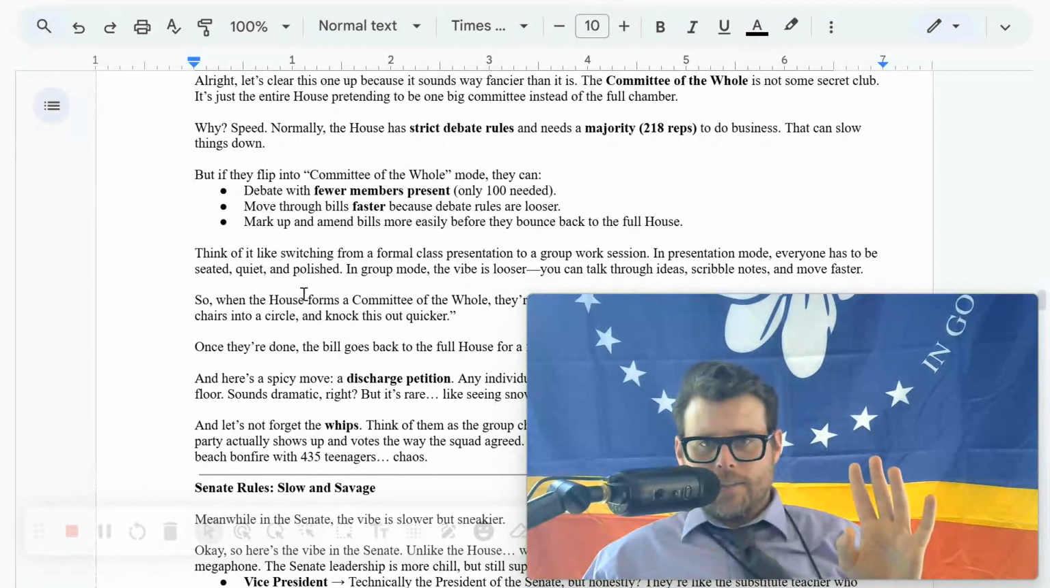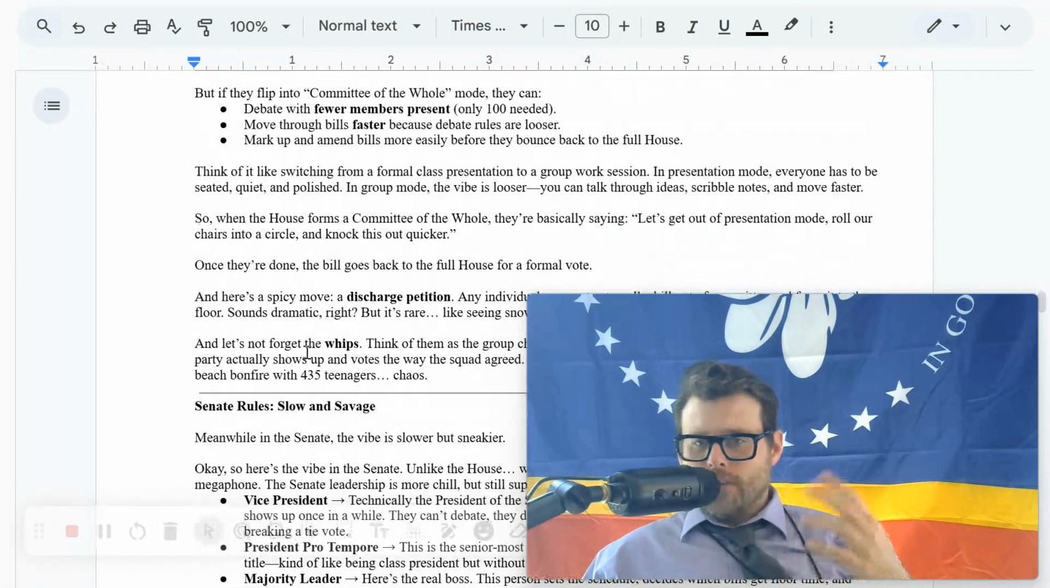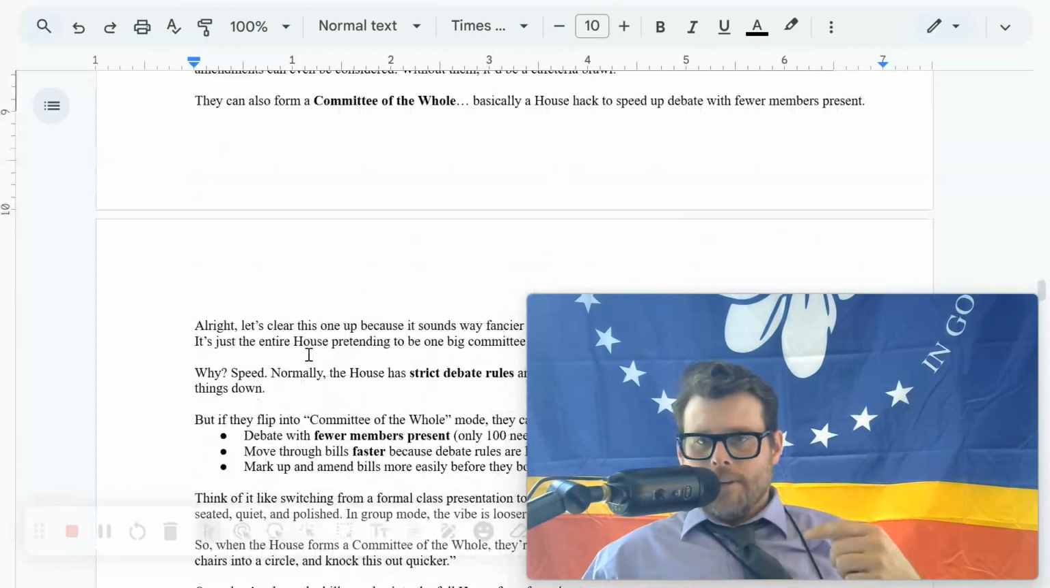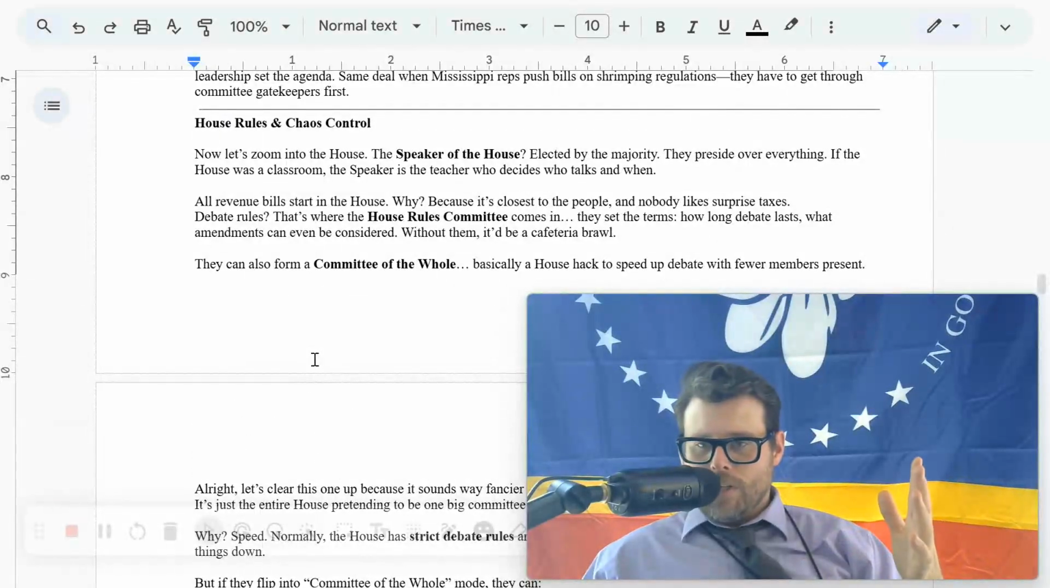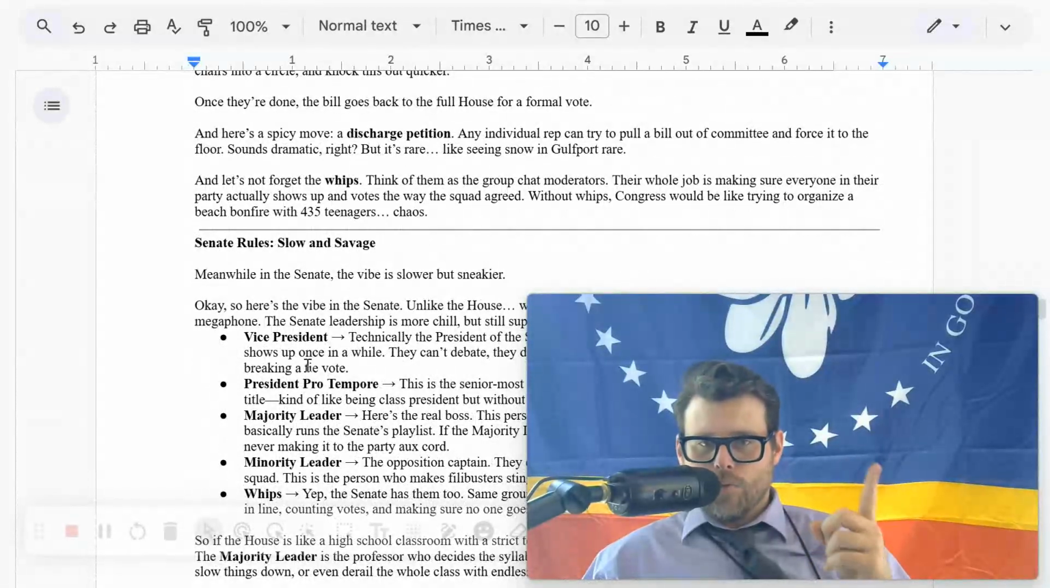So we've gone through the House. Think House, we've got strict rules because of the House Rules Committee. You have something called the Committee of the Whole that will help get things done faster, with fewer rules and fewer members, right? You have the discharge petition, you have whips, and you have the Speaker of the House. So don't forget about the leadership there. Okay, moving on. Senate rules.